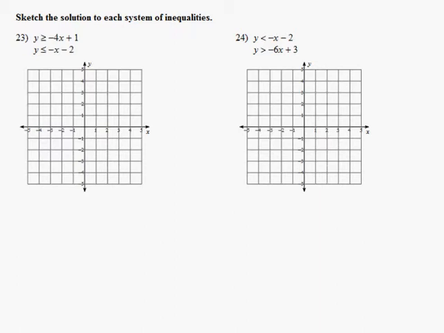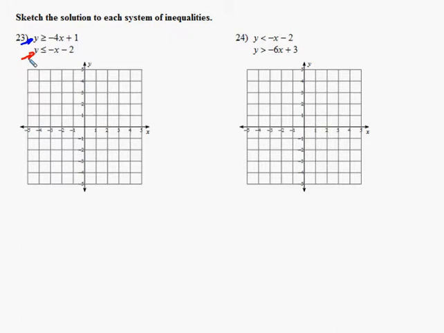We want to solve systems of inequalities here. And the only way we can solve systems of inequalities is by graphing. And so what we're going to do, we're simply going to graph both of these inequalities on the same set of axes.